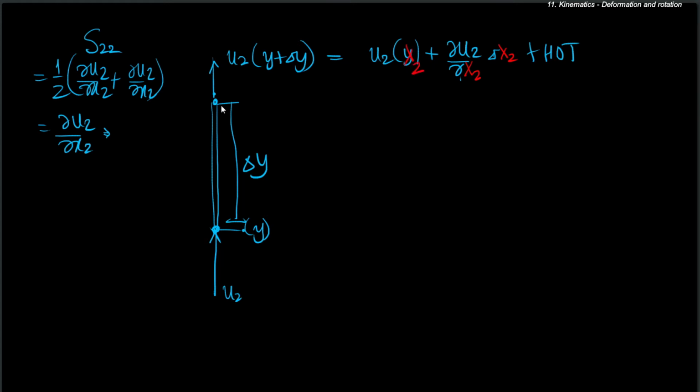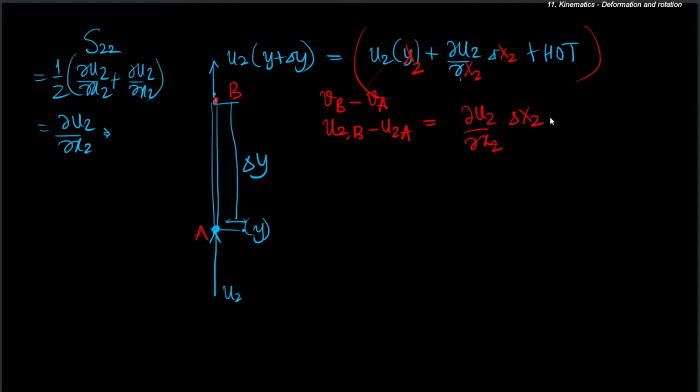So the relative velocity of point B with respect to A, that is, velocity of B minus velocity of A, is also u2 at B minus u2 at A, since the velocity is the same as u2. This will be equal to this particular expression minus u2 at y. So this particular term will get cancelled. This will be del u2 del x2 times delta x2.